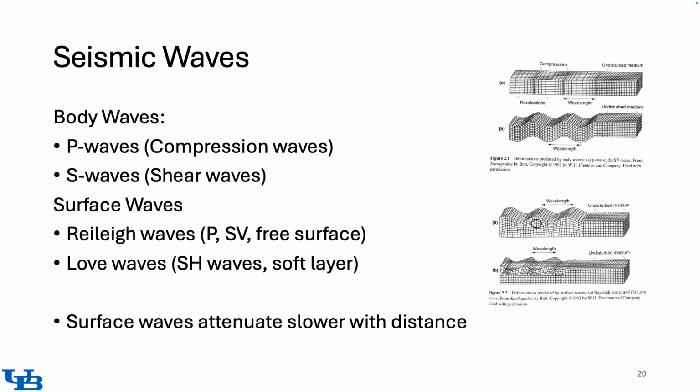Maybe the last thing I want to cover today, and then we can go through some questions, or otherwise we can finish early, is the different types of seismic waves that we have. The two main groups are the body waves and the surface waves.